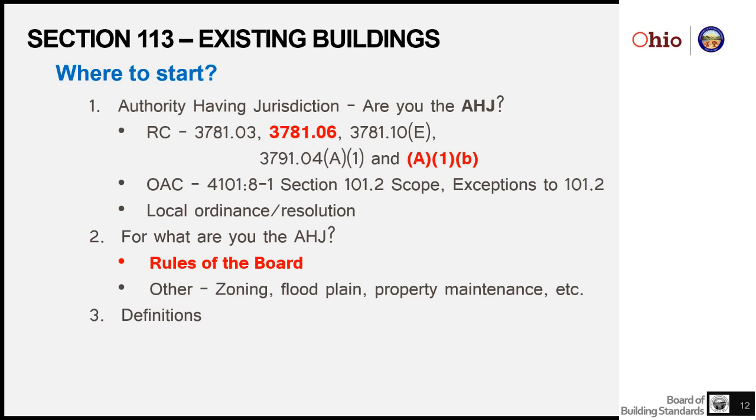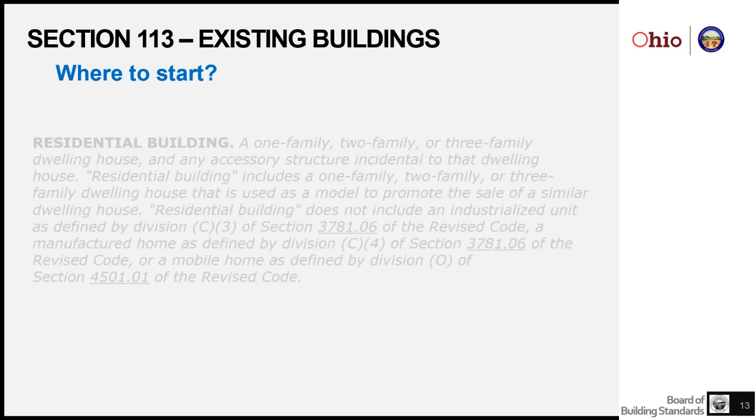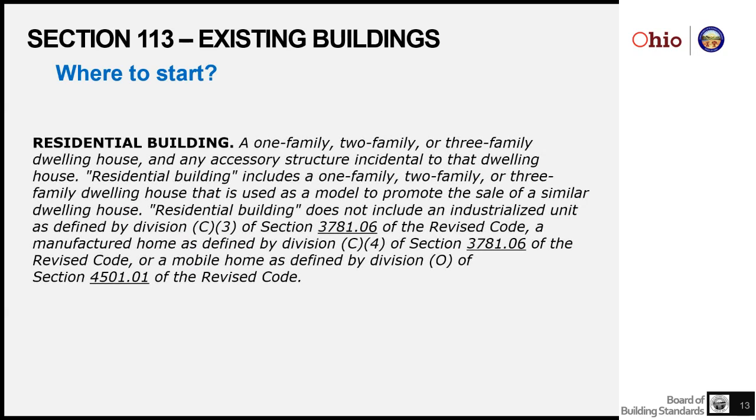So key in anything is understanding some definitions. And for the Residential Code of Ohio, the law says that this is the rules. The board has the authority to write rules for residential buildings. So if we go take a look at that definition of a residential building, there's a couple of things you want to see here. What a residential building is is fairly straightforward. It's any 1, 2, or 3 family dwelling house and any accessory structure incidental to that dwelling house. That's what a residential building is.